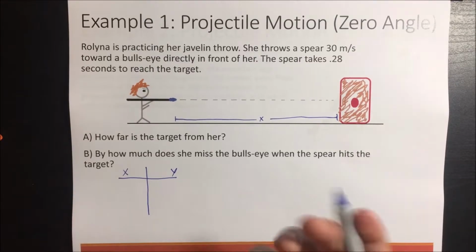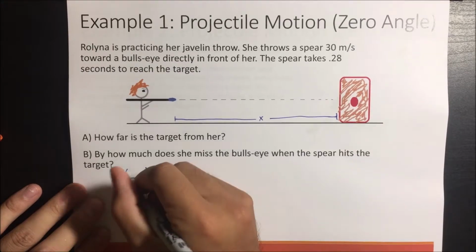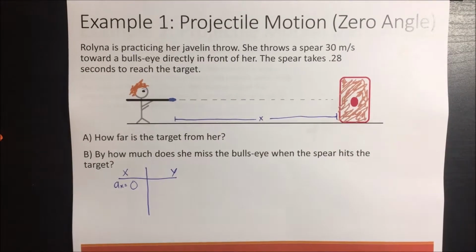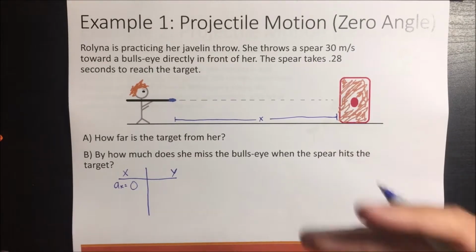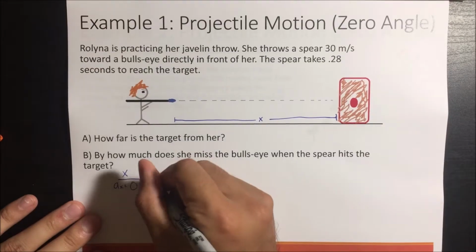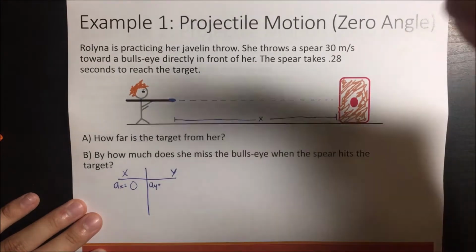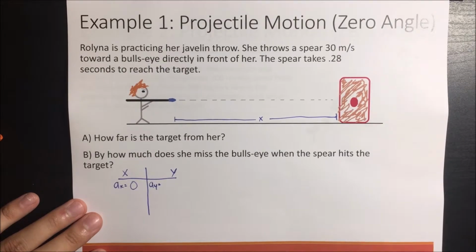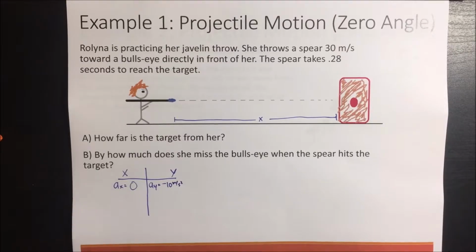And what I like to start out with is acceleration. Acceleration in the X direction is always going to be 0. There's nothing that's going to be making the spear go faster while it's in the air in the X direction, and there's nothing that's going to be making it go slower in the air because we don't account for air resistance in physics at the beginning. And acceleration in the Y direction is always going to be accounted for by gravity. So gravity is always something that's going to be pulling it downward. And instead of negative 9.8, we're just going to make it simple by using negative 10 meters per second squared from now on.